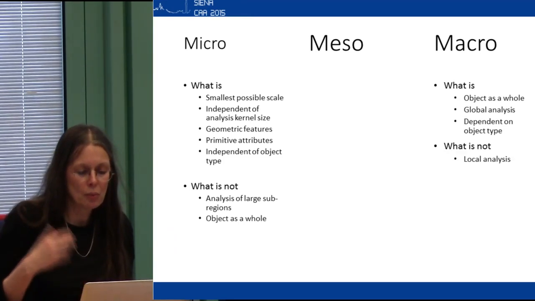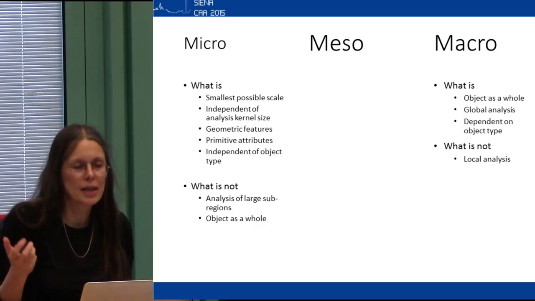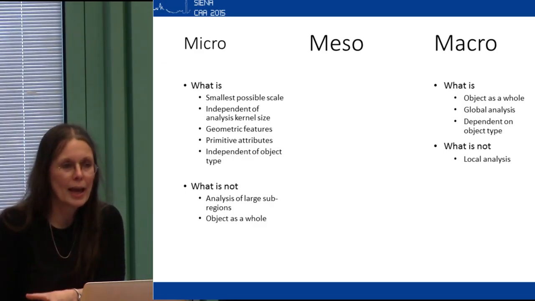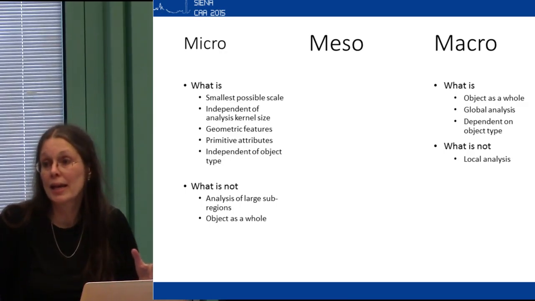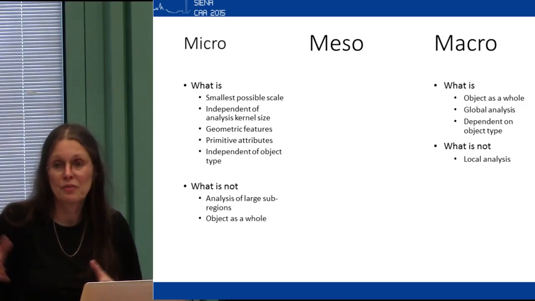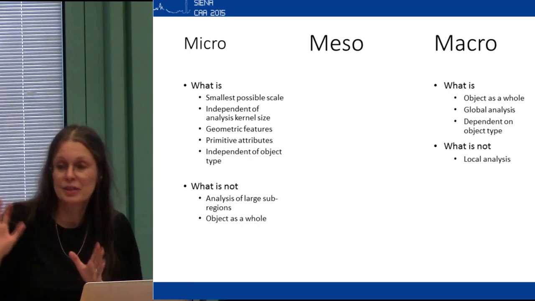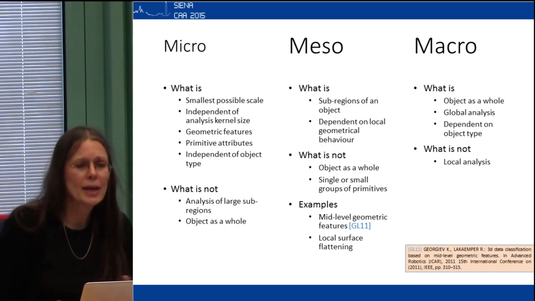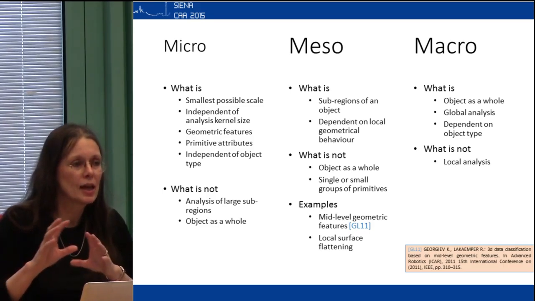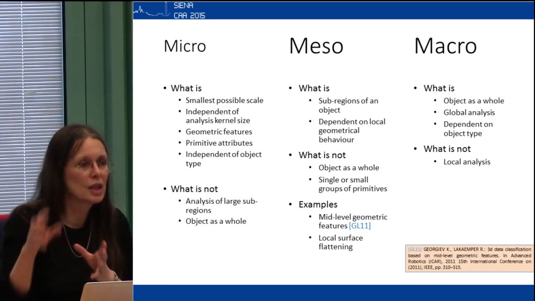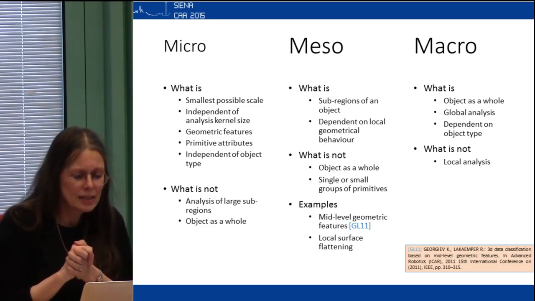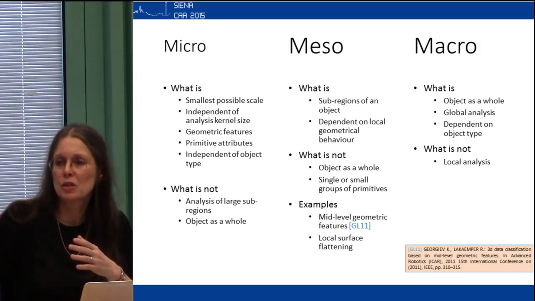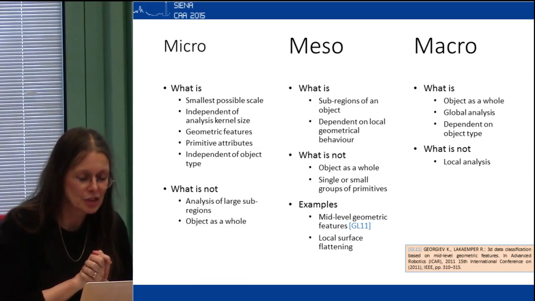And then macro, we're talking about objects, and the object may be a vase or a lamp, or the object may be a landscape. So an object, but with a very generous definition of what an object is. And then meso is in between. It's a portion of an object, a region on an object. And this idea came from a paper in robotics that was doing some classification.